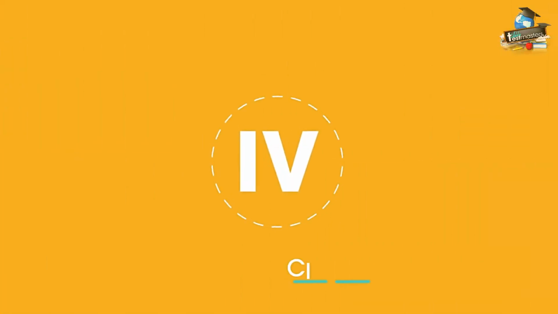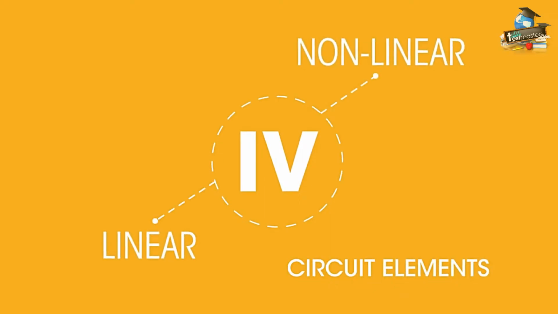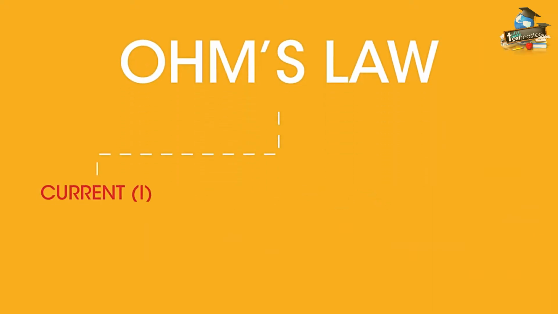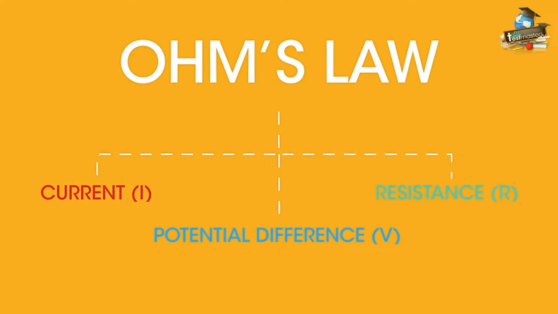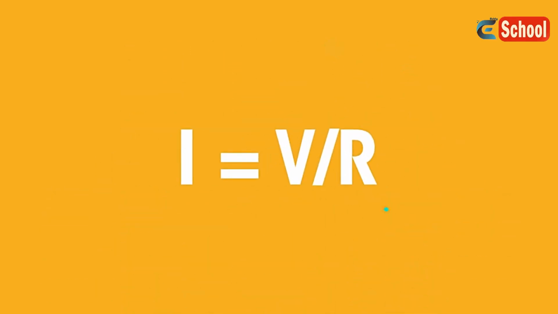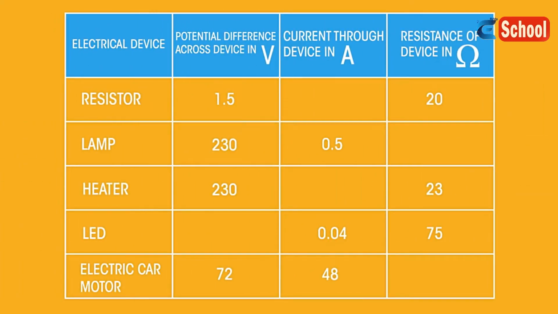In this video, we'll discuss the IV characteristics of linear and nonlinear circuit elements. Ohm's law describes the relationship between current I, potential difference V, and resistance R. We can summarize Ohm's law using this equation. This can be rearranged to use the equations to complete the table. Pause the video while you try.